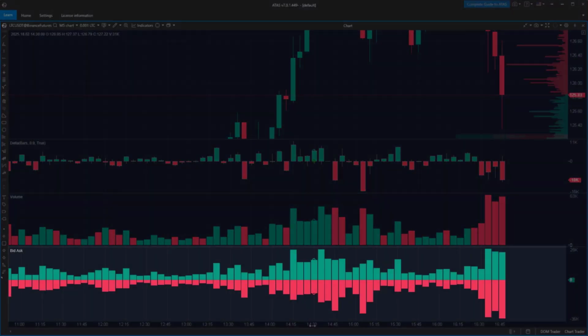The taller the green bar, the more aggressive the buyers were. Large red bars indicate strong seller activity.